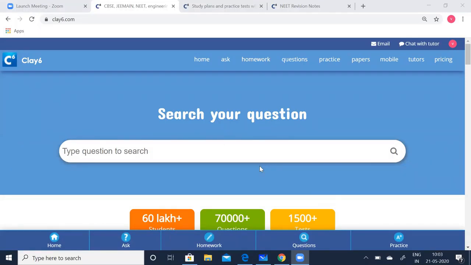Today, I am going to cover the chapter Thermal Properties of Matter and Thermodynamics. Before that, briefly, let me run through how to access the revision notes and the test in the Clay6 website.